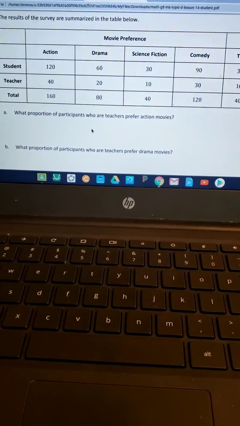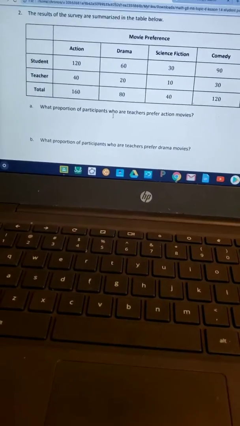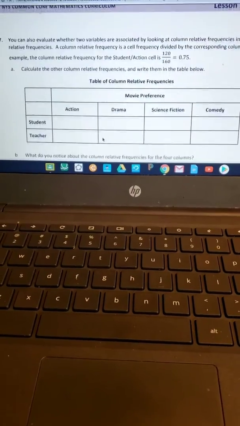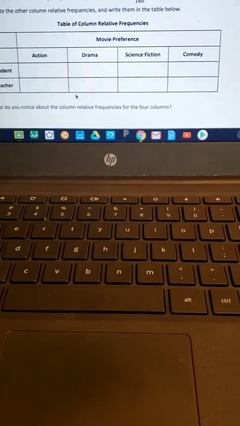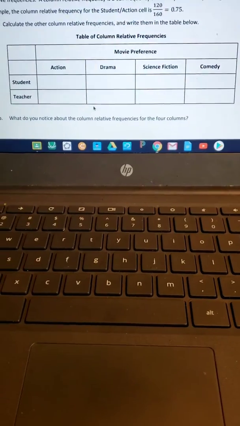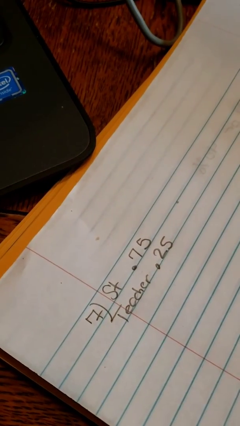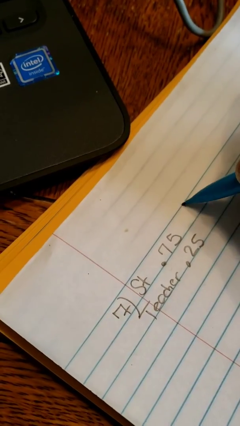All right, and so here's what I'm going to show you here. For the first one, for the student, you should have 120 over 160, which is 0.75. All right, and this is for the student. And then for the teacher, I'm going to go ahead and tell you should have 0.25, which is going to be equal to a total of 1.